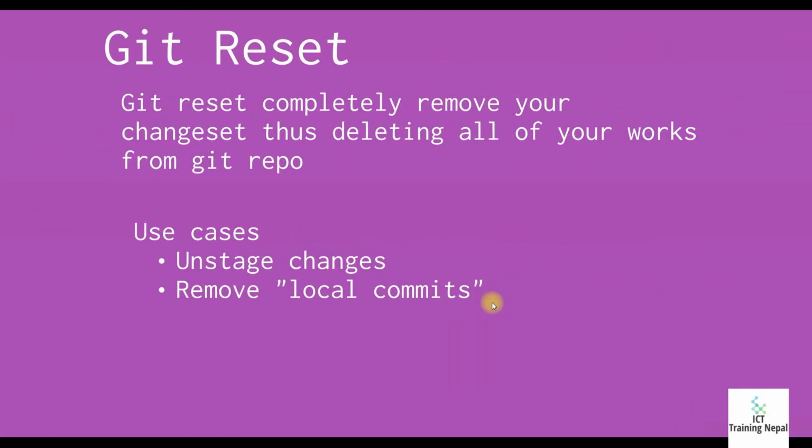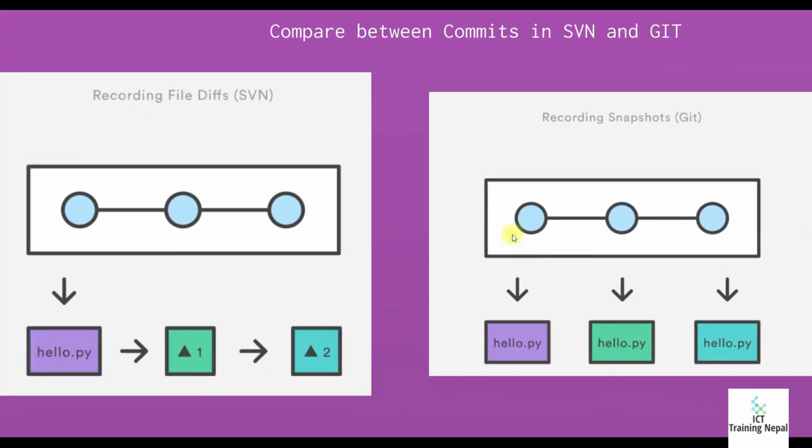Okay, so git reset completely removes your change set, thus deleting all your work from the git repo. So if you do the git reset, it will remove all the things from the repo. Use case: we have unstaged changes, remove all local commits, it will remove the commits.